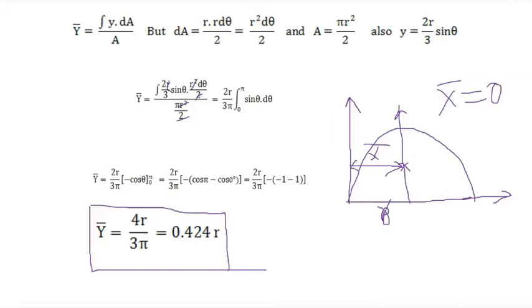Will it be r by 2 or r? Just r. x bar is nothing but from here to here only, that's the radius. So x bar will become r only. Otherwise, in terms of diameter d, x bar will become d by 2. So this is how we derive the centroid of a semicircle.